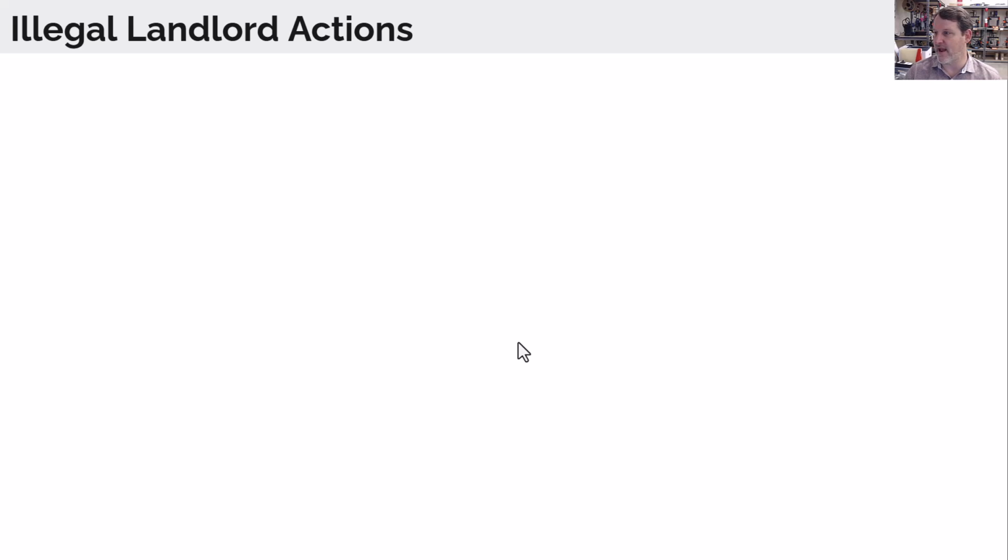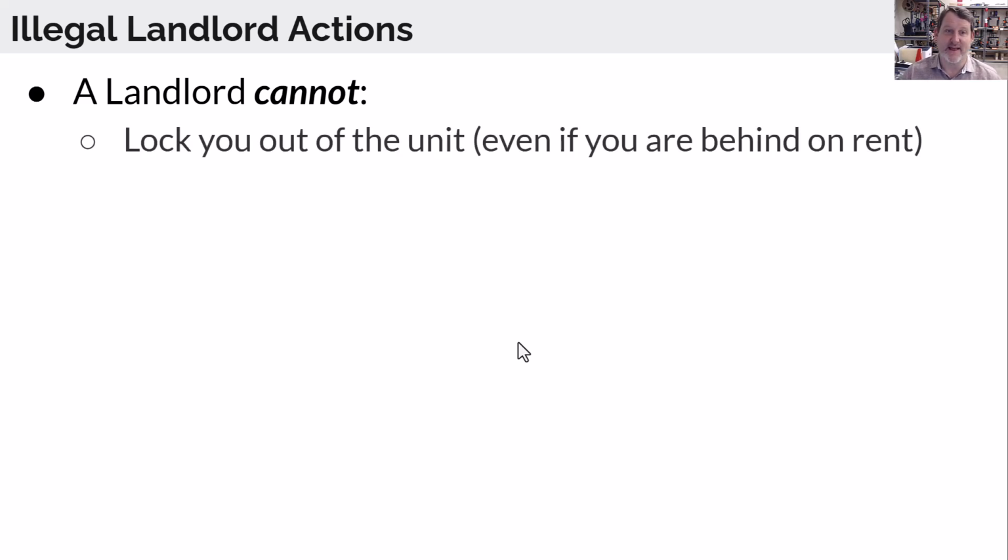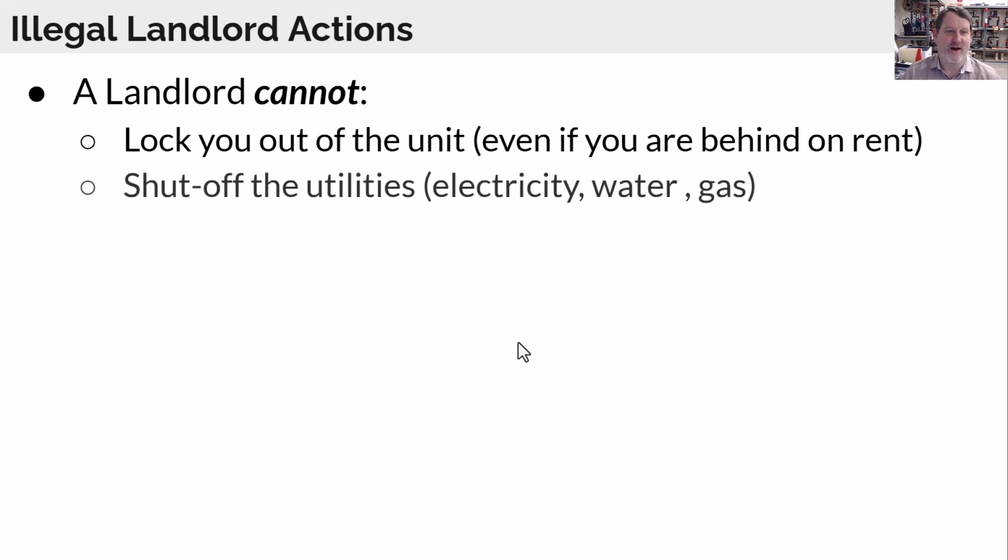All right, illegal landlord actions. So a few things a landlord cannot do under any circumstances. They cannot lock you out of the unit. Even if you're behind on rent or you're a bad tenant or anything, they cannot lock you out of your unit. You may have medicine or life-saving stuff in your unit that you need. They cannot lock you out. It is very illegal. They cannot shut off the utilities. So if you're like, hey, I'm refusing to leave, they can't just be like, oh, I'll turn all your power and electricity off. They can't do that kind of thing.